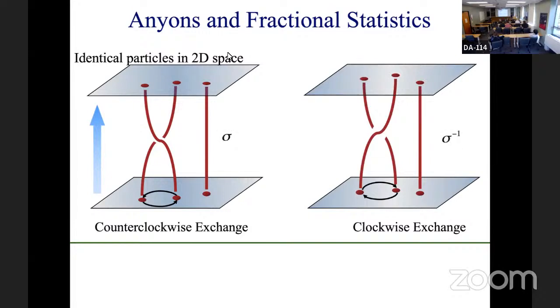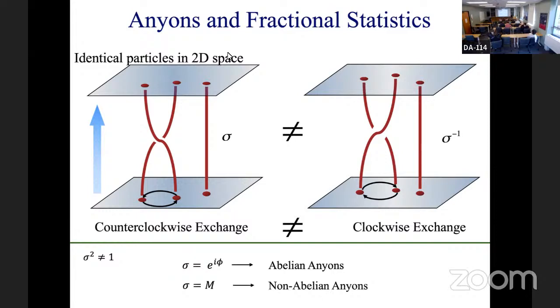You actually get completely different braids that are not equal to each other. So these two braid operations, the clockwise exchange and counterclockwise exchange, correspond to two different operators, which are not equal. Since sigma is not equal to sigma inverse, sigma squared is not equal to identity. So if I exchange two particles twice, I don't get back to where I was. Therefore, the options for sigma are not just +1 or -1, which correspond to bosons and fermions. They could generally be any phases, which are called abelian anyons, or in more complicated cases where this operation is actually a matrix, the corresponding identical particles are non-abelian anyons. So that's basically a one-page reminder of what anyons are.